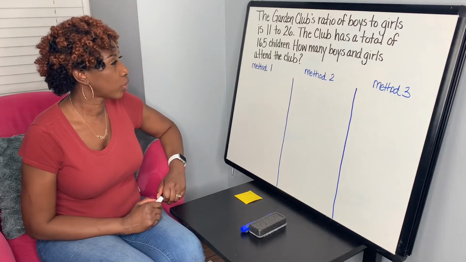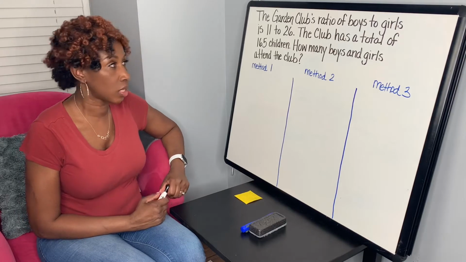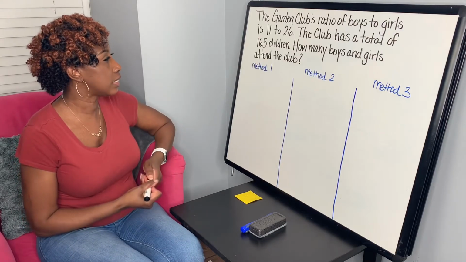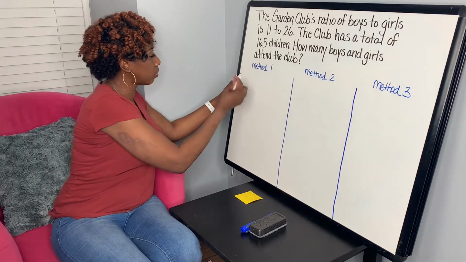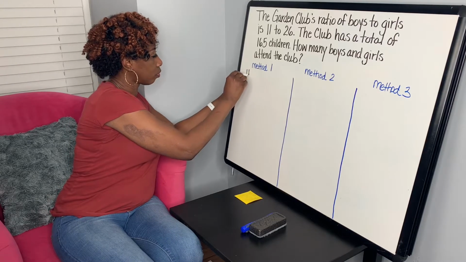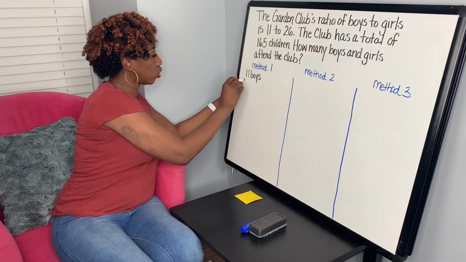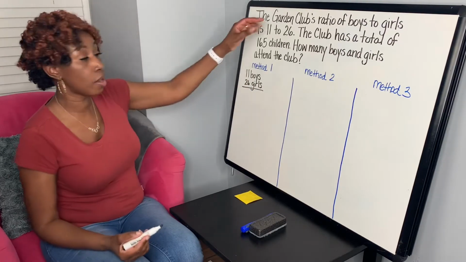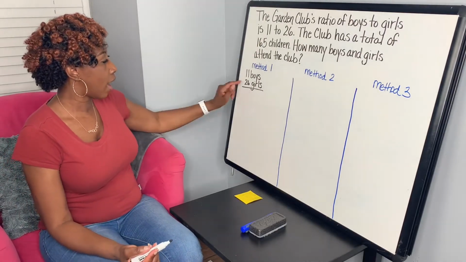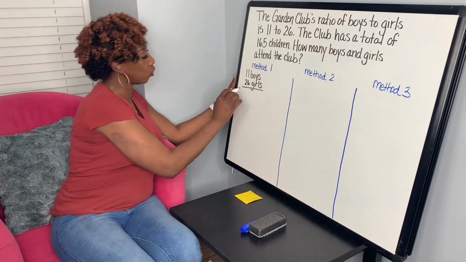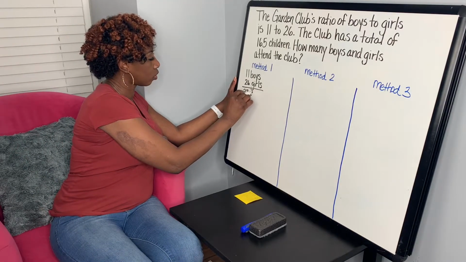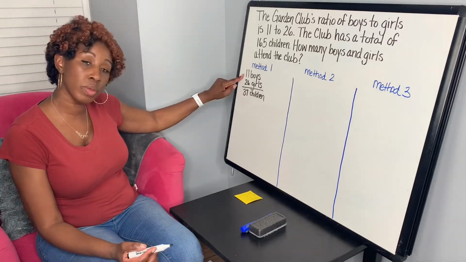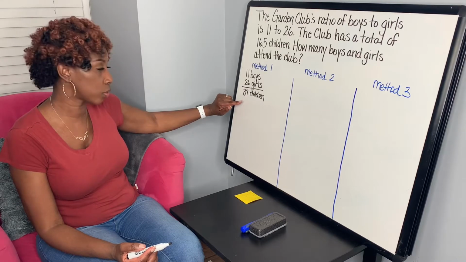So let's start. First of all, let's think about what a ratio is. A ratio is just a fraction. So when I have this 11 to 26, it tells me that I have 11 boys and 26 girls. If I take just that sample from that ratio, I would have a total of 37 children. So that means out of 37 children, 11 of them would be boys and 26 of them would be girls.